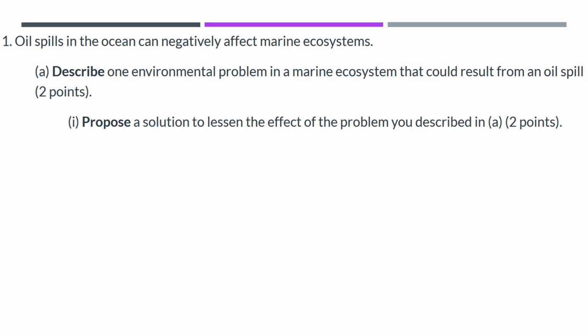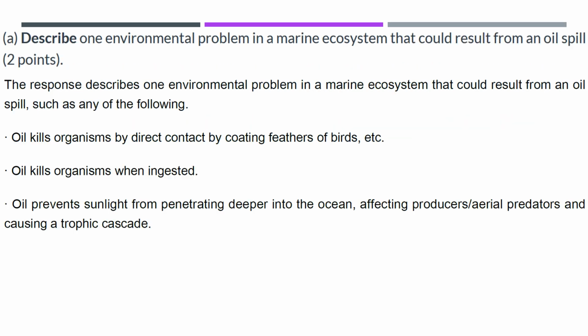We're going to cover last Friday's FRQ question. Number 1. Oil spills in the ocean can negatively affect marine ecosystems. A. Describe one environmental problem in a marine ecosystem that could result from an oil spill. This is worth 2 points. And then A, part 1. Propose a solution to lessen the effect of the problem you described in A. So these guys are connected, so the 4 points here are all connected to each other.